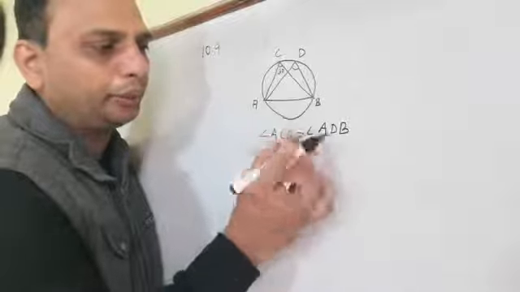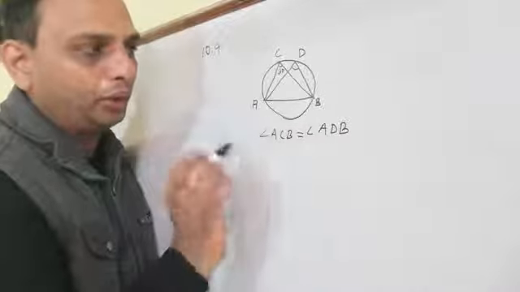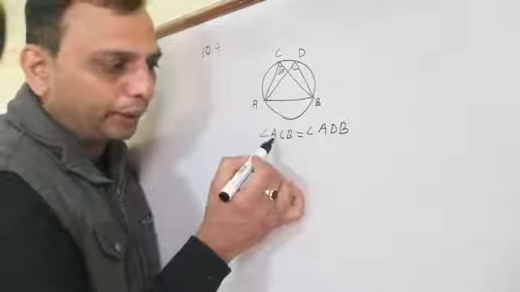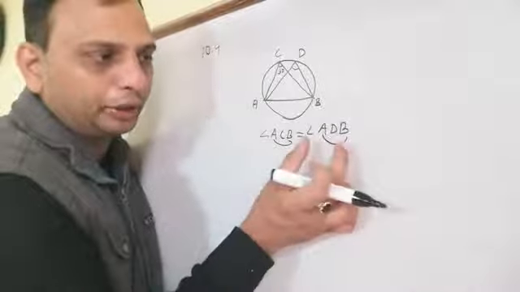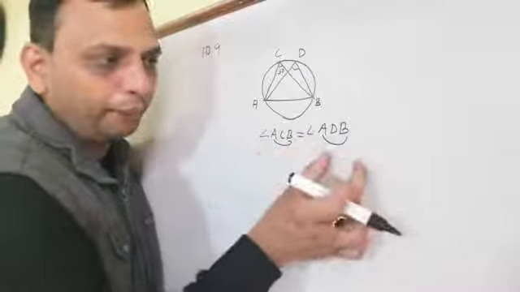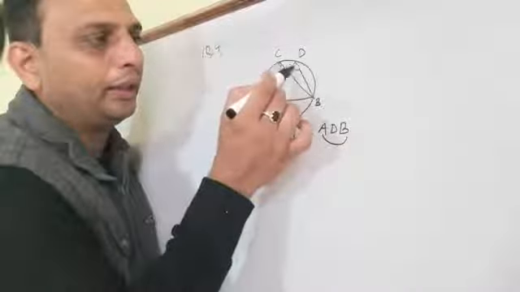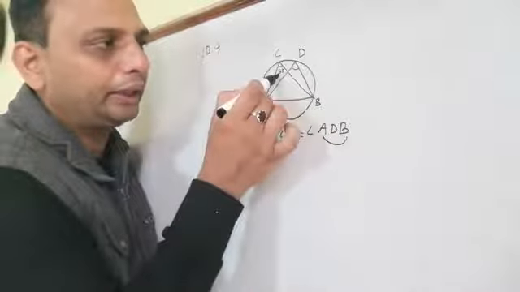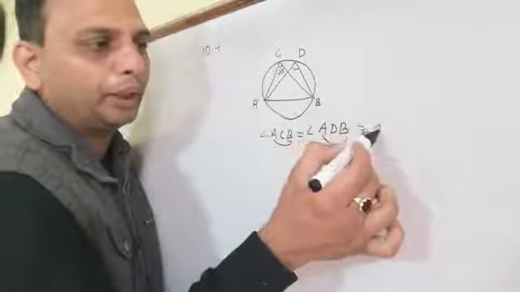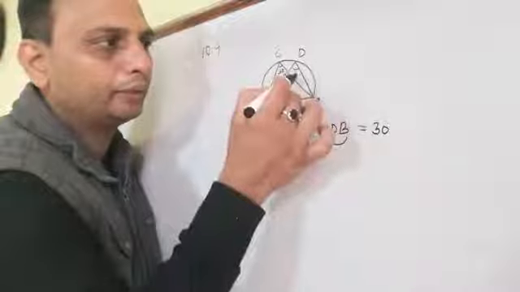Angle ACB will be equal to angle ADB. Why? Because here two segments are equal: AB is the one segment, and AB is the one segment. These two parts are common. Angles C and D are formed on the circumference of the circle. If C is 30, D will also be 30 degrees.